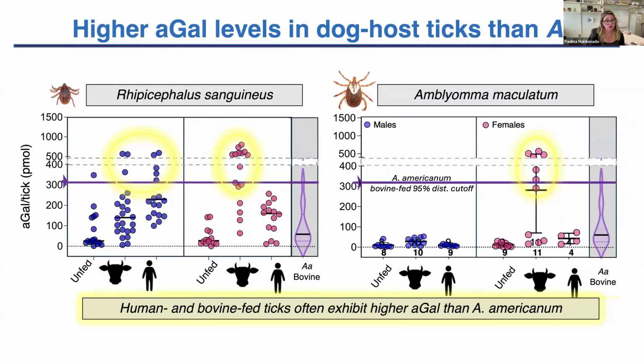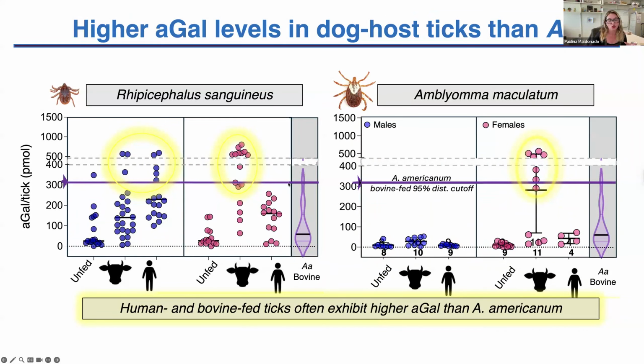In order to do that, what we tested is shown in this graph, which compares the levels of alpha-gal in dog host ticks. On the left, you see the Rhipicephalus sanguineus brown dog tick and the Amblyomma maculatum, which we now know is in Arizona. However, we still need to test the actual field ticks because most likely this is a new species and not really Amblyomma maculatum.